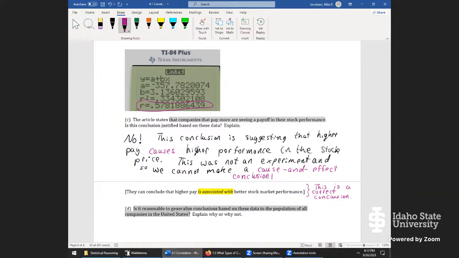Anyone see what's missing that would allow us to generalize the results? Yeah, go ahead. I think it's not random because they just chose the top 13 highest paying companies. Exactly. That's the whole problem with this. Even if we're only talking about well-paid companies in the stock market, it's still not random if we take the literal top 13. There's no randomization there. That's an actual strategy or structure to the sample.